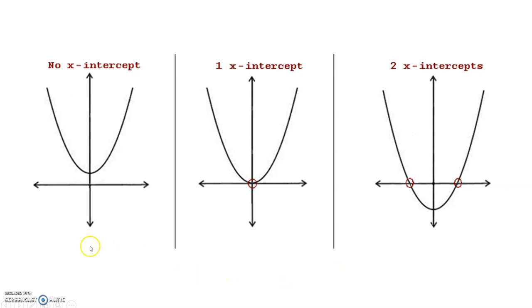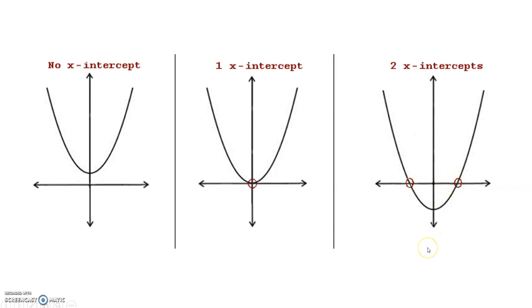We can have a graph in which there's no x-intercept, meaning it never touches our x-axis. We could have a graph in which there's one x-intercept, meaning it touches our x-axis once. Or we could have a graph where we have two x-intercepts, meaning it touches our graph 2 times here.